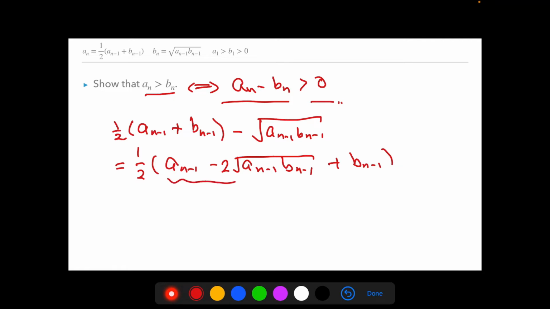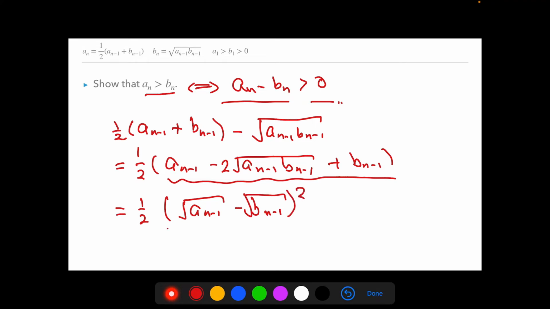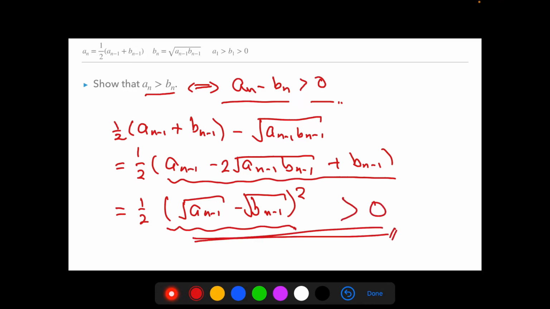And then we observe that this is a perfect square. And because this is a perfect square, this is always positive. And therefore, we have shown that this expression is always greater than 0. And therefore, a sub n is greater than b sub n for all n.